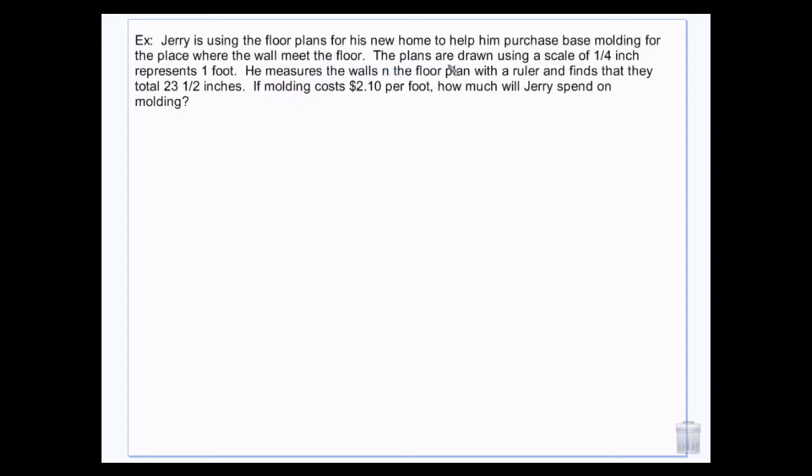Okay, so the plans are drawn using a scale of 1/4 inch represents 1 foot. So we have 1/4 inch equals 1 foot. I lost my toolbox. Okay, he measures the walls on the floor plan with a ruler, and finds that they're 23.5 inches total. If molding is $2.10 per foot, how much is he going to spend?